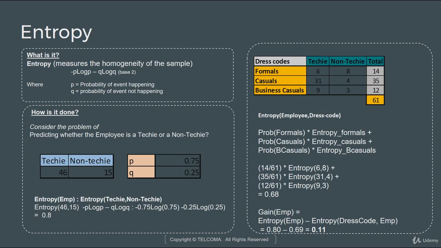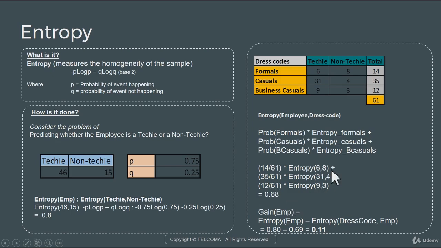So the probability of formals would be 14 by 61. You have 14 formals divided by the entire sum 61, into the entropy of formals, and that would be 6 by 8. So you repeat the process for the probability of casuals into the entropy of levels in casuals, and then the same process for business casuals. You get 0.68 if you do the math.